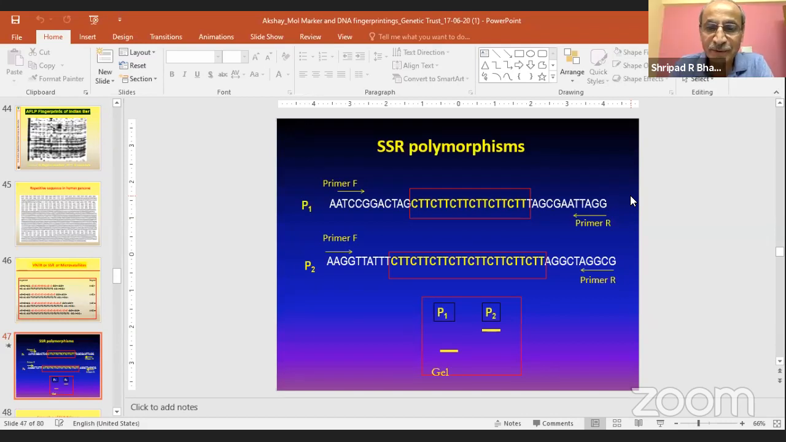Now you have shown P1 and P2 bands. Right, sir. There were questions yesterday also. I am asking here: are these two alleles or are these two genes? Oh, they are not genes, sir. They are alleles.